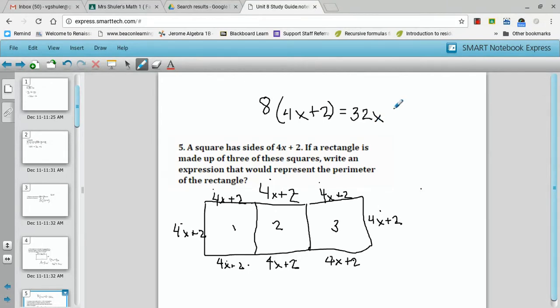And 8 times 2 is 16. So your final answer for the perimeter of this rectangle is 32x plus 16.